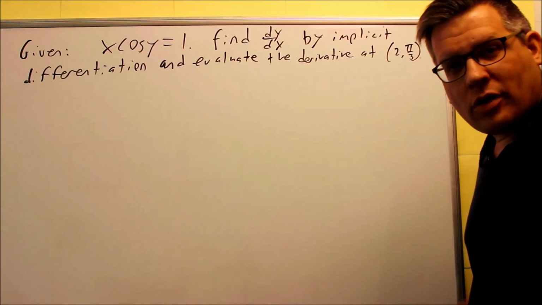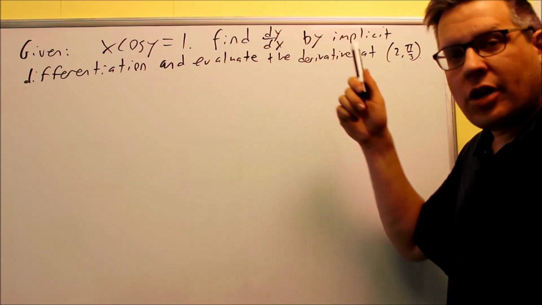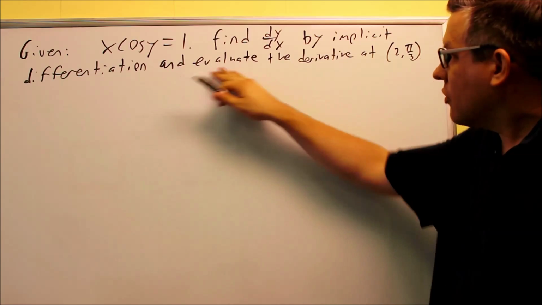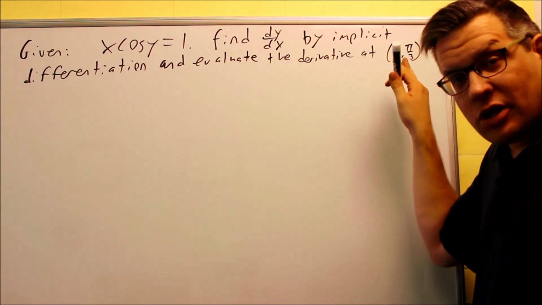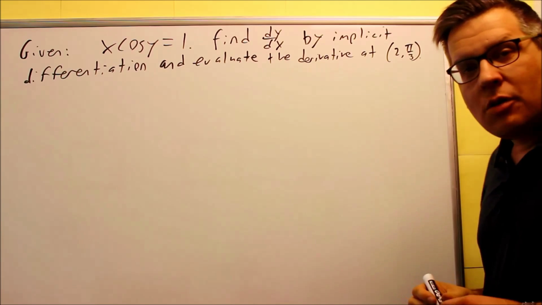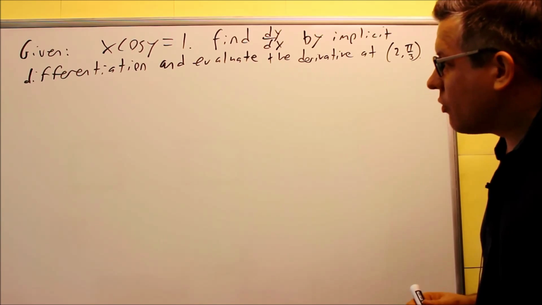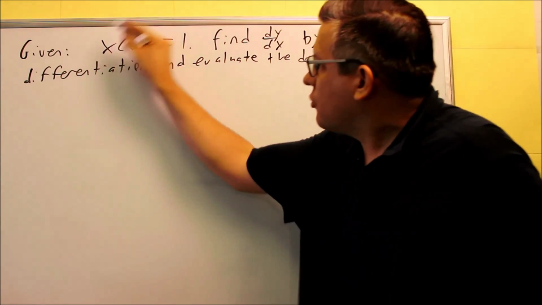For this problem, they want us to find dy/dx by implicit differentiation, but then they want us to evaluate that at this point, which means they want us to find the slope of the tangent at the point (2, pi over 3). So the first thing we're going to do is find the derivative.